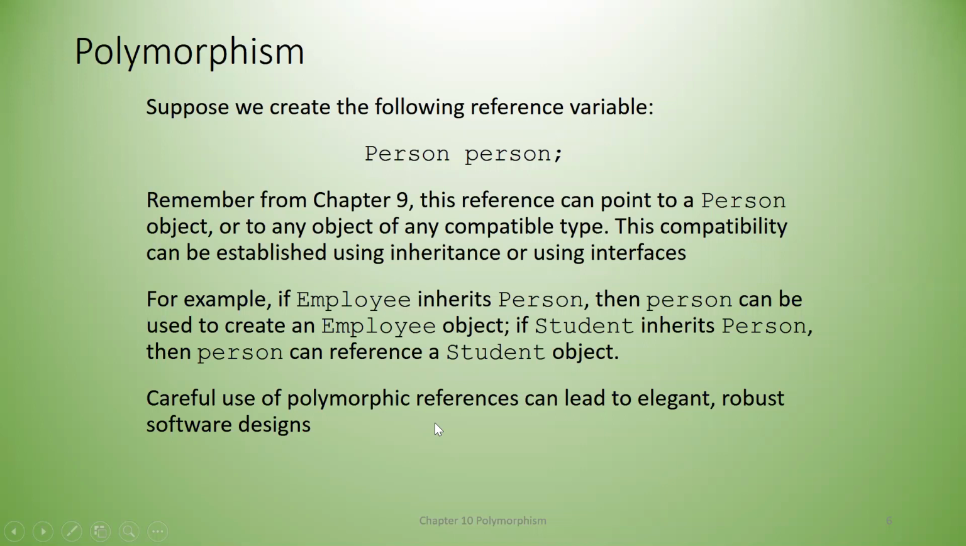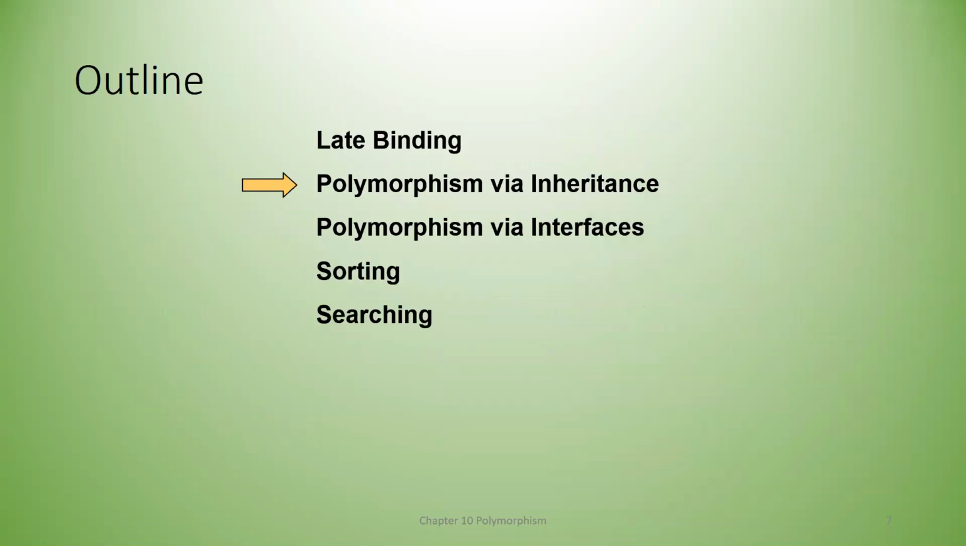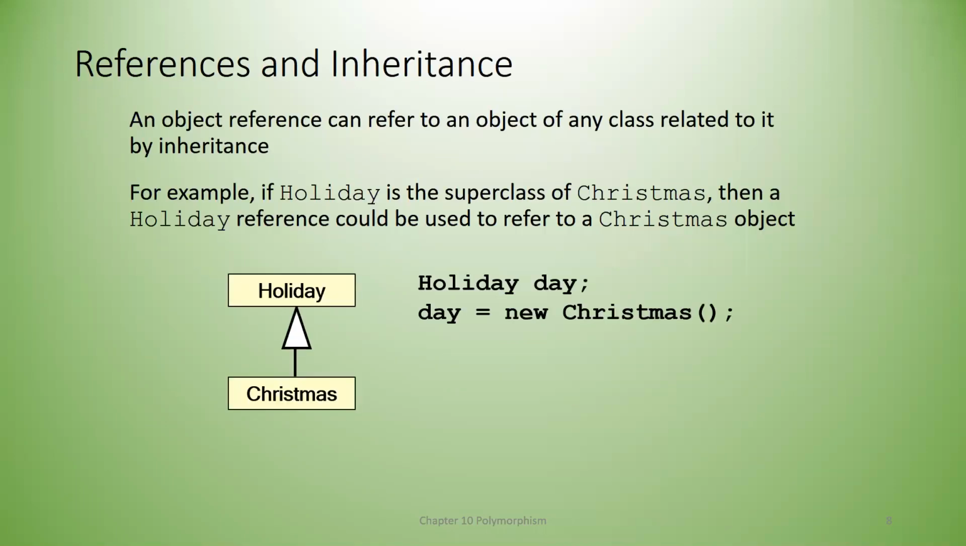Let's go to the next slide. When we look at the employee example, you will understand that much better, after we discuss this. An object reference can refer to an object of any class related to it by inheritance. That means an object reference can point to anything that is a child. For example, if holiday is the superclass of Christmas, then a holiday reference could be used to refer to a Christmas object.